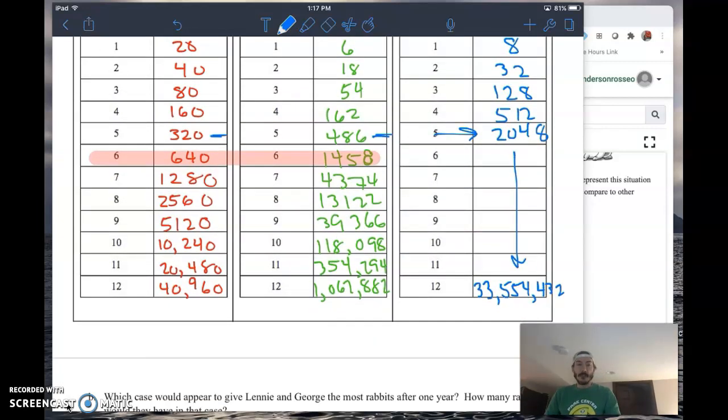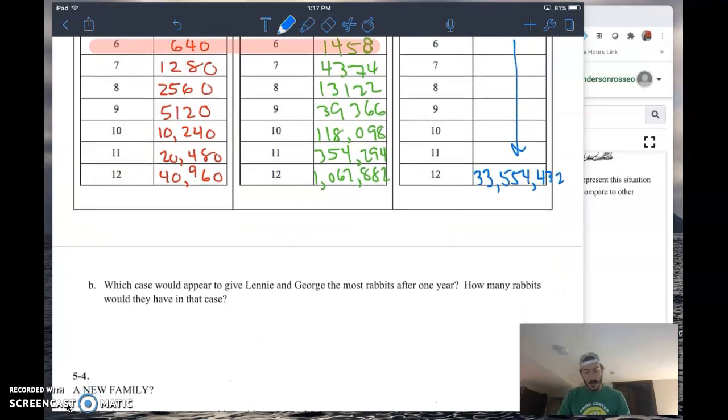So case 4, oops, let me slide that up so you can see. Case 4 is going to be the far superior method, right? And that's what the continuation starts to ask here, right? It says, hey, which case would appear to give Lenny and George the most rabbits after 1 year? And I think it is going to be case number 4. And how many is that, right? This is what we discussed yesterday.